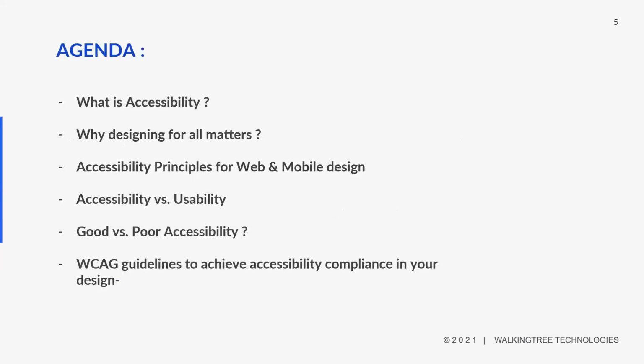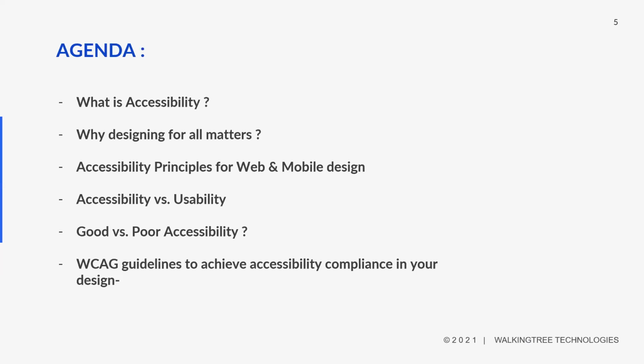So the agenda for the session today is fairly simple. As you can see, some questions here: what is accessibility? Why does designing for all matter? Some of the accessibility principles that we'll be talking about in regard to web and mobile design, and accessibility for usability, good versus poor accessibility. We'll try to see some examples as well, and WCAG guidelines. This is in no particular order. We'll slightly touch upon each of the topics in the discussion that follows.